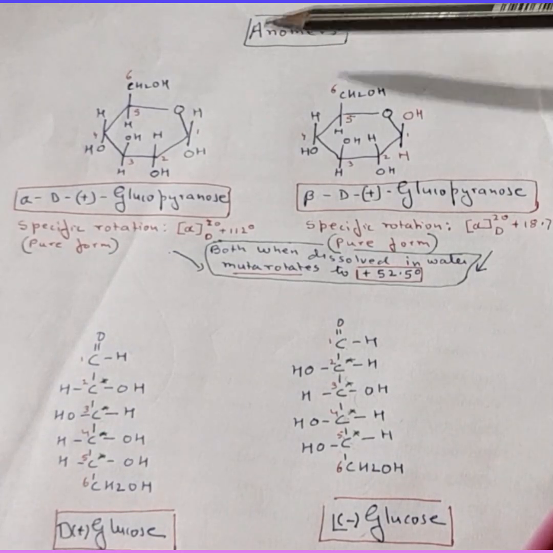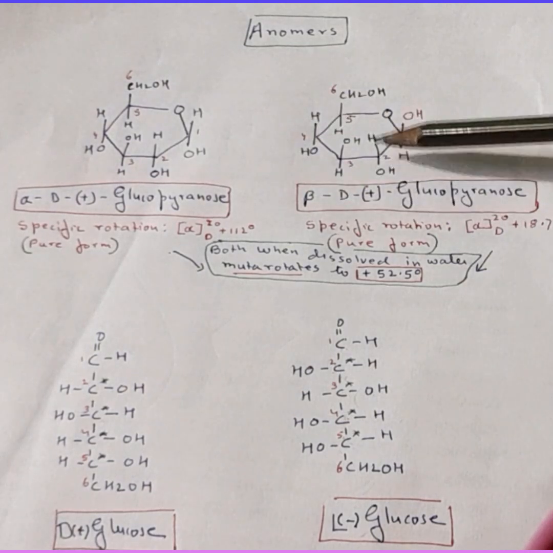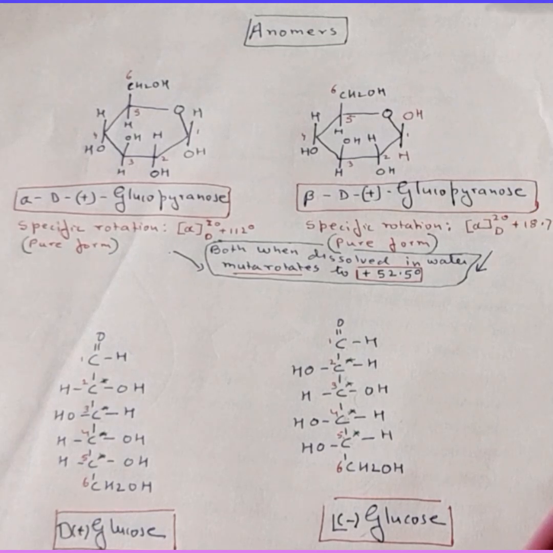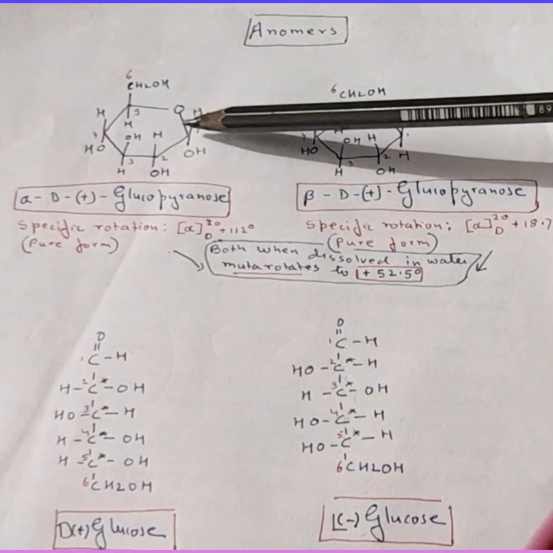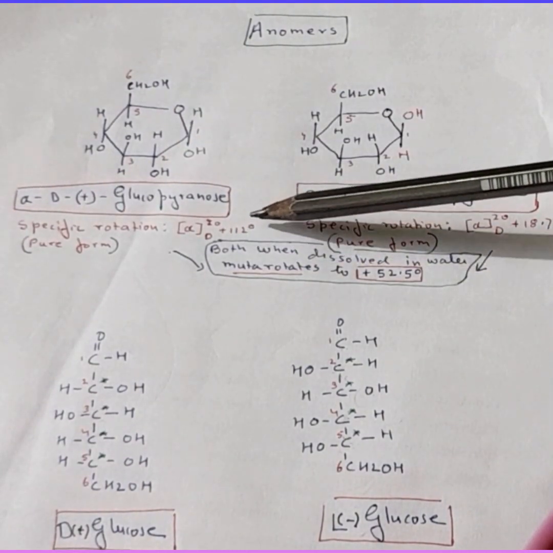Another interesting thing is, if we have this pure form and we take its specific rotation at 20 degrees with D line light, its rotation would be plus 18.7. And if we take the rotation of this one, it would be plus 112 degrees.